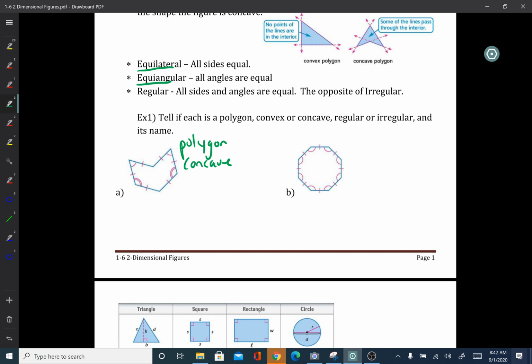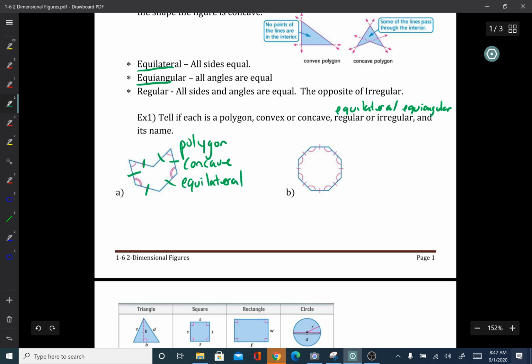Regular or irregular, all right? Oh, there should be some other equal, we need to add these. Equilateral, equal angular. Okay, equilateral, equal angular. You see these little tick marks, right? These little tick marks mean that all the sides are equal. Since all the sides are equal, it's equilateral.